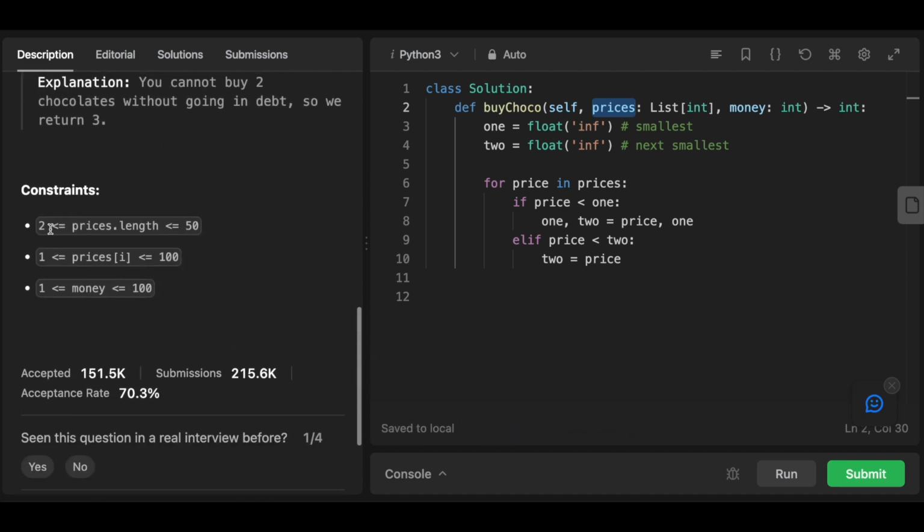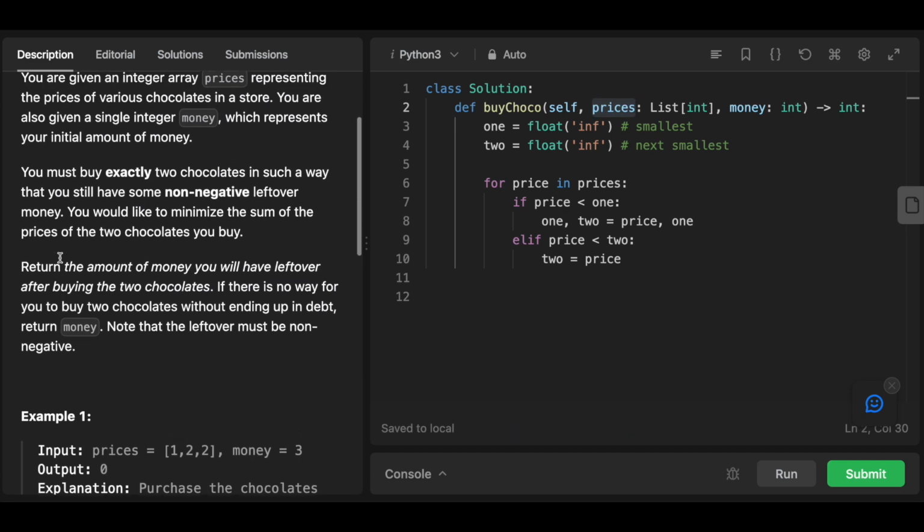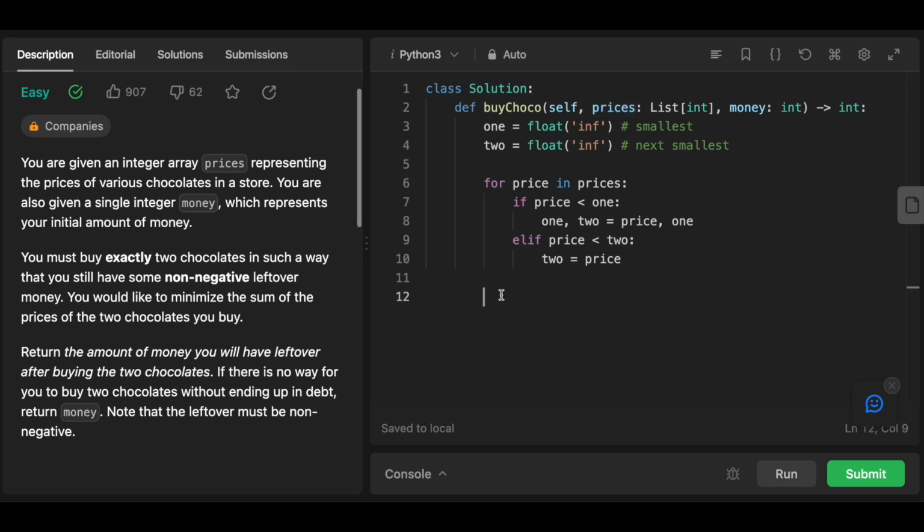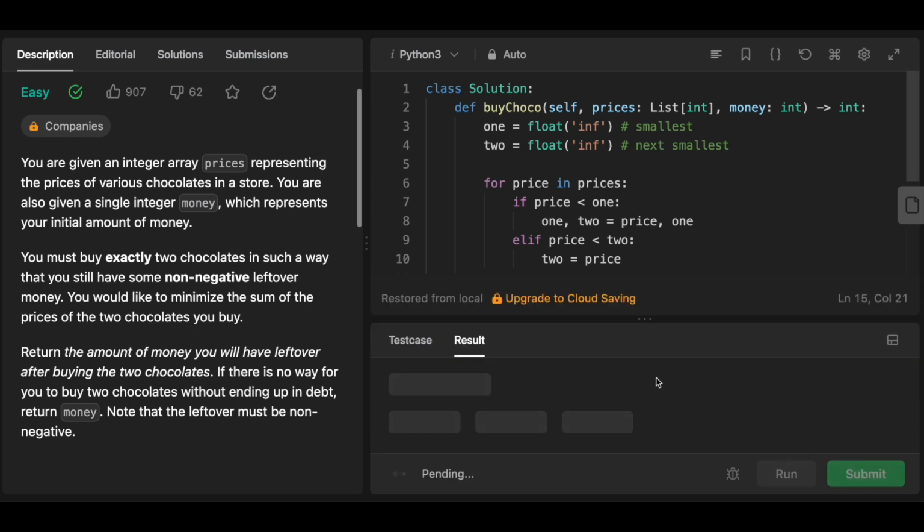And once again, we are guaranteed to have at least 2 prices in the array. So we can say cost is equal to 1 plus 2. And as long as the cost is less than or equal to our starting money, then we return the money minus whatever the cost is. Otherwise, return the start money. You can submit.